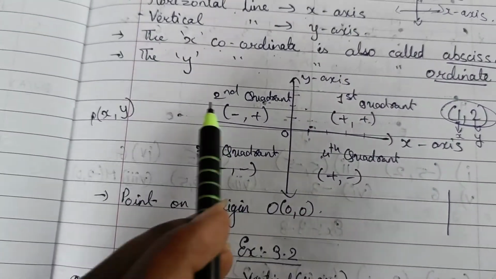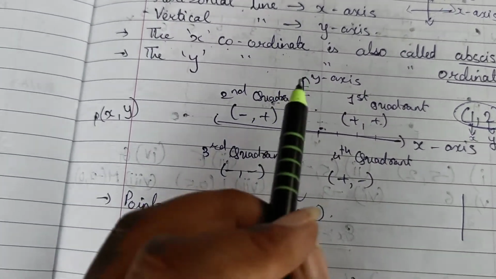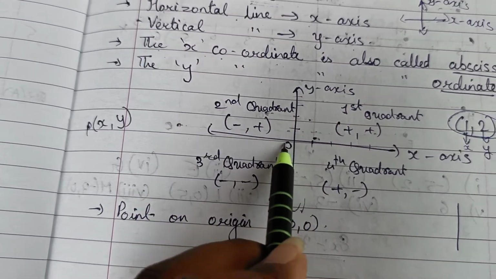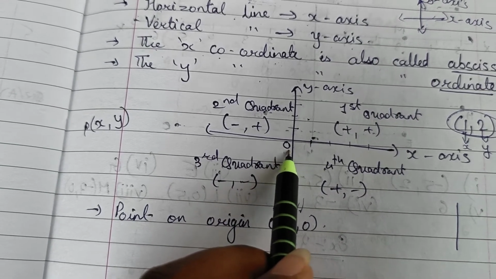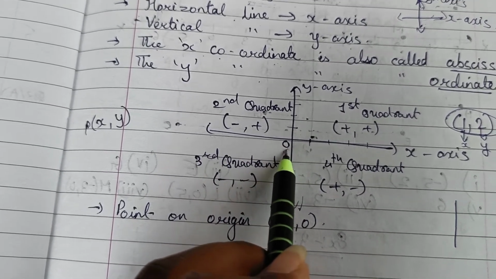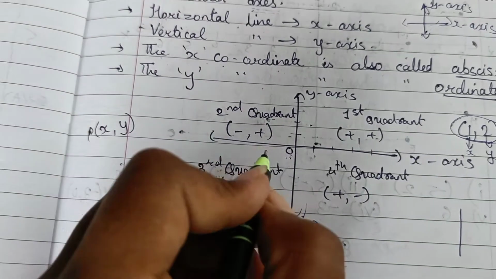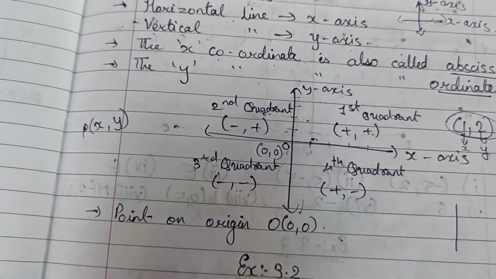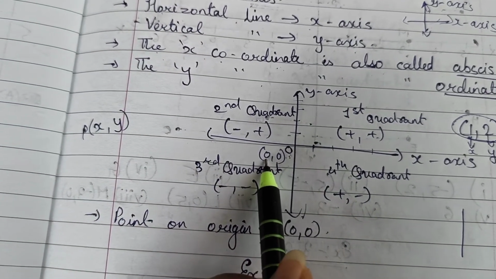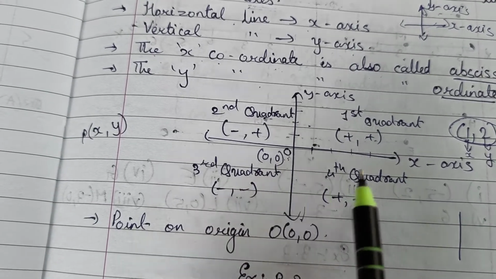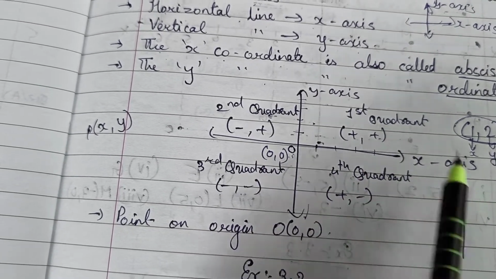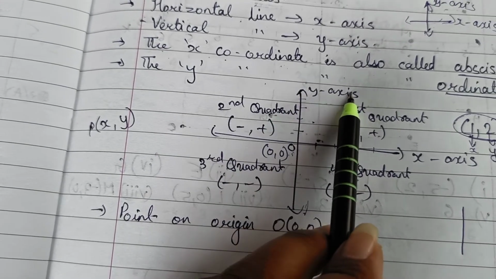Next, you have this Cartesian plane. In this Cartesian plane, see, this is your origin. The starting point of the graph is your origin, that is O. And the point of origin is (0, 0) always. That means x is 0 over here and y is also 0 over here. Now this horizontal line is your x-axis and this vertical line is your y-axis.